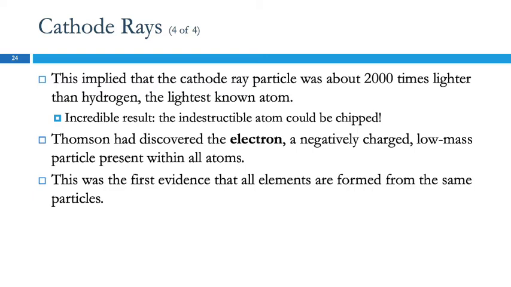So that ratio implied that those particles making up the cathode ray were about 2,000 times smaller, lighter, less heavy than hydrogen, which is the lightest known element. So apparently, he was creating in this cathode ray something that was much smaller than an atom. And this was incredible, because this showed that the indestructible atom can be chipped away. You can knock things out of it.